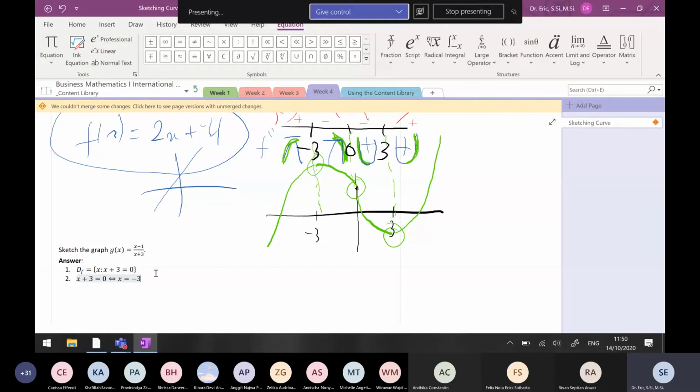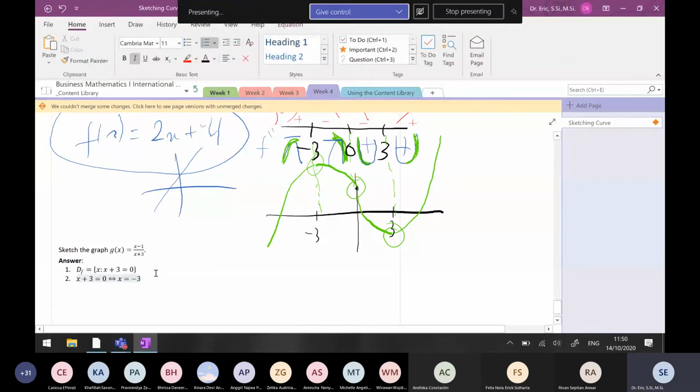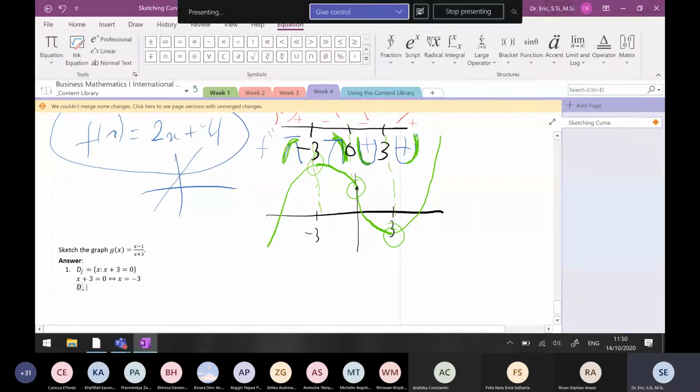So I have Df is all real numbers except minus 3. Minus means exclude minus 3. All real numbers excluding minus 3. So this is the domain.